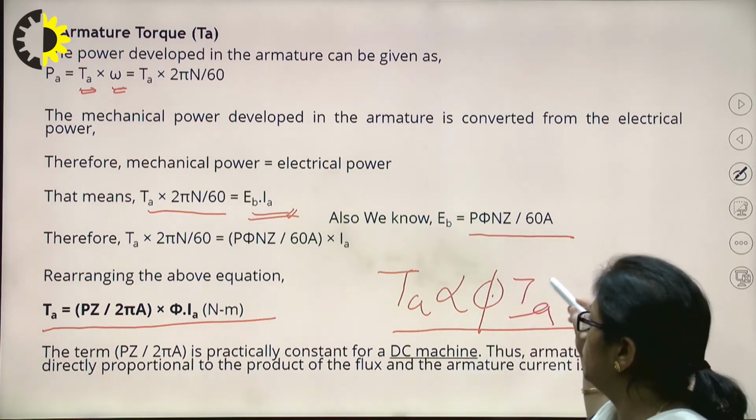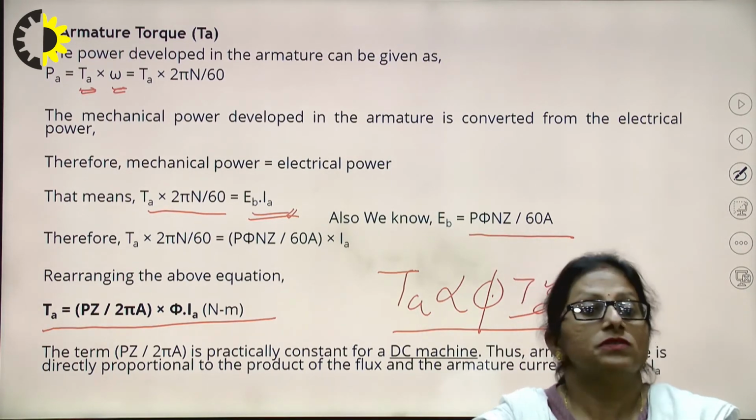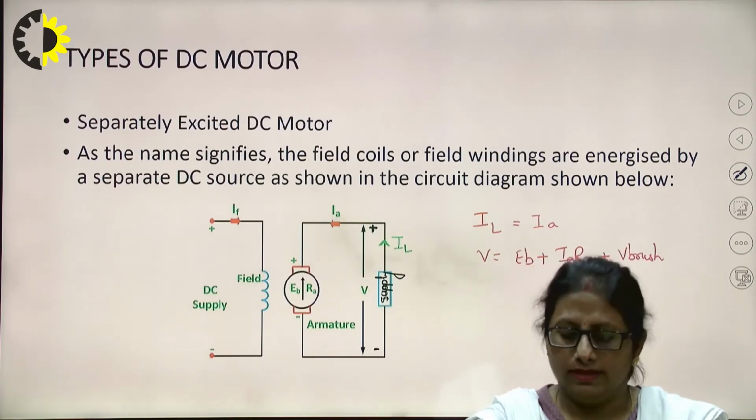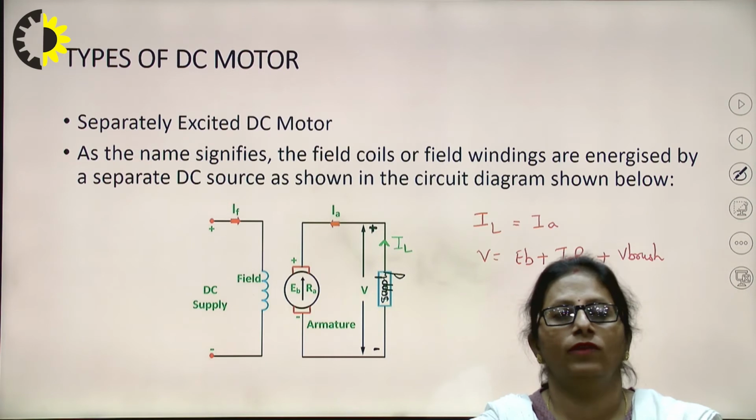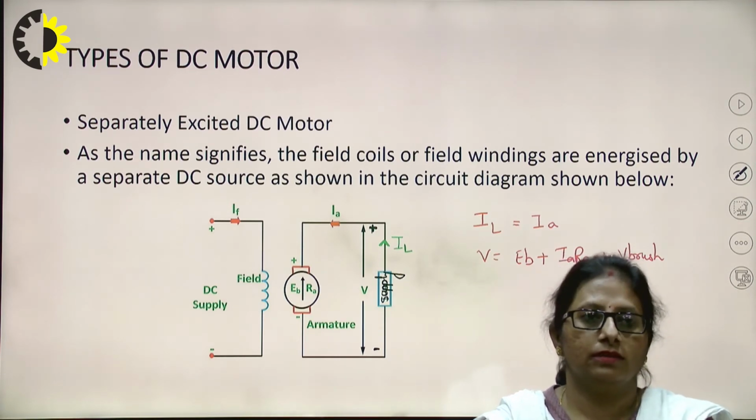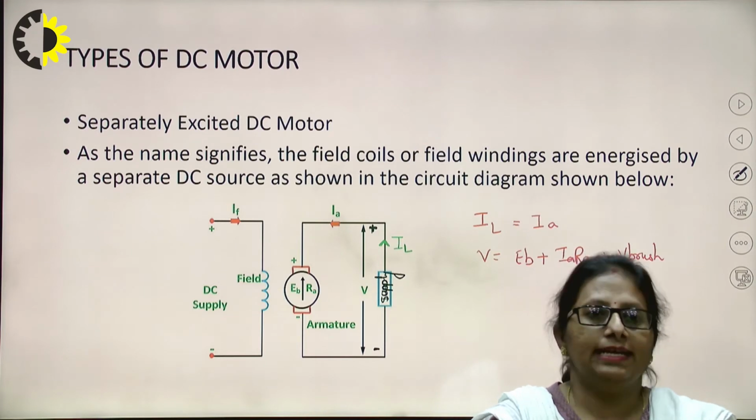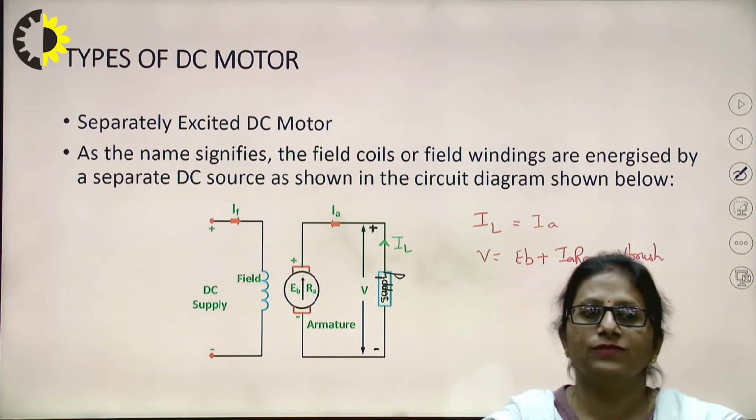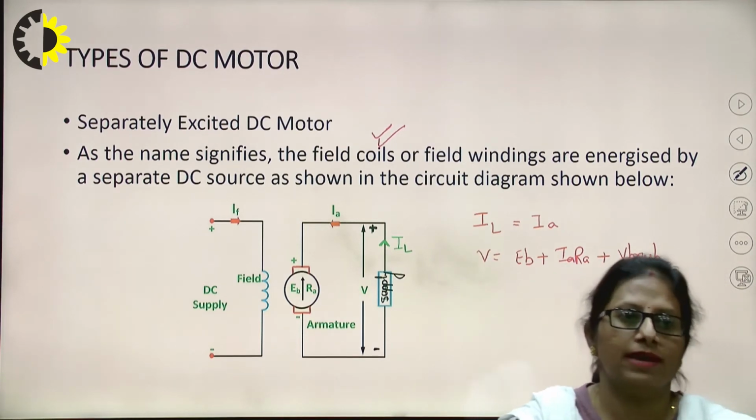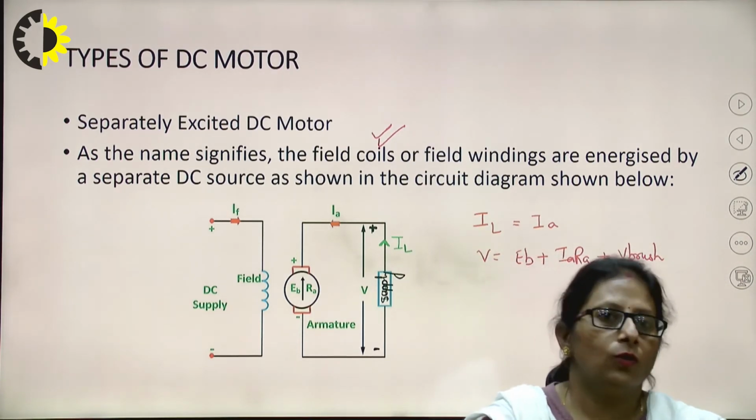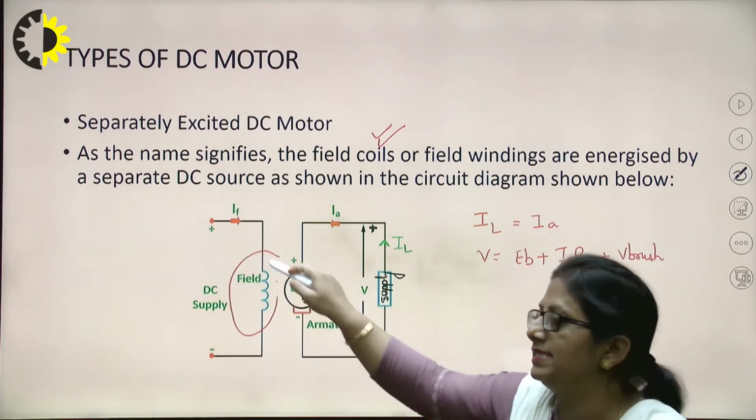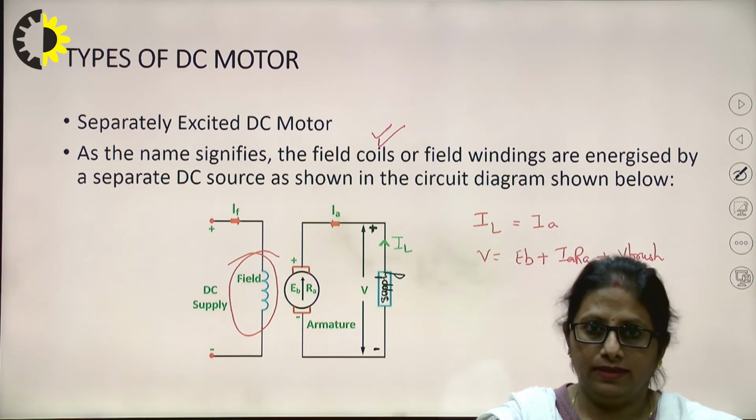So for that we'll be requiring this relation, right? Now coming to the types of DC motor, this is very much similar to what we have done for a DC generator, right? Likewise for a DC generator, we were having a separately excited DC generator. Likewise, we used to have a separately excited DC motor. Conceptually, it's the same as the name signifies. The field coils or the field windings are energized by a separate DC source, right?